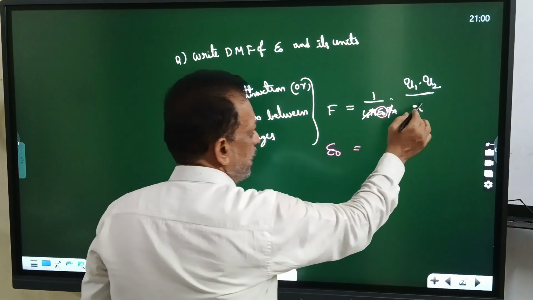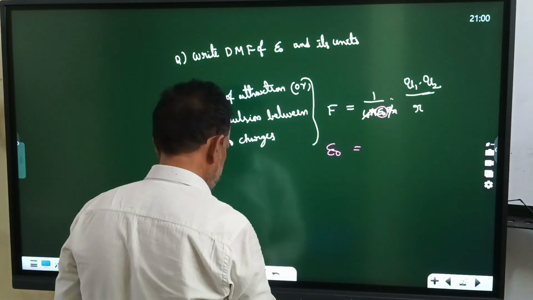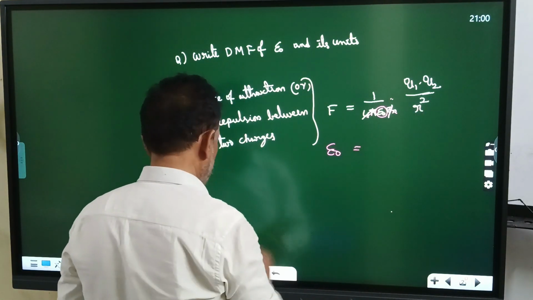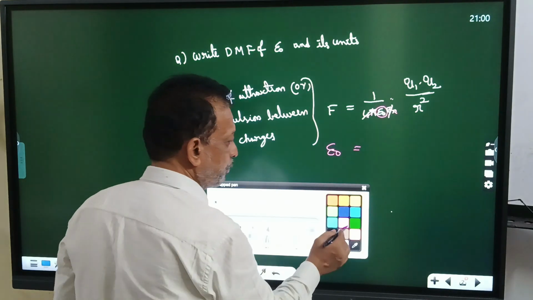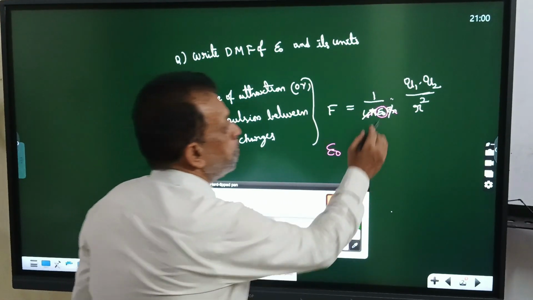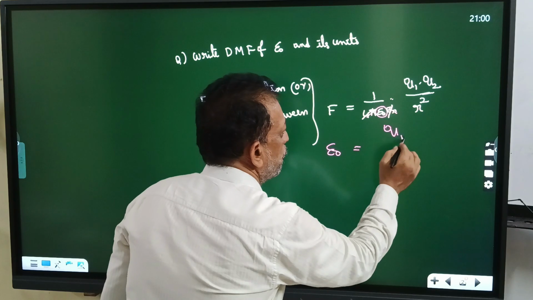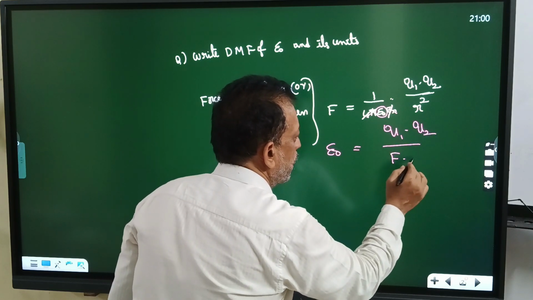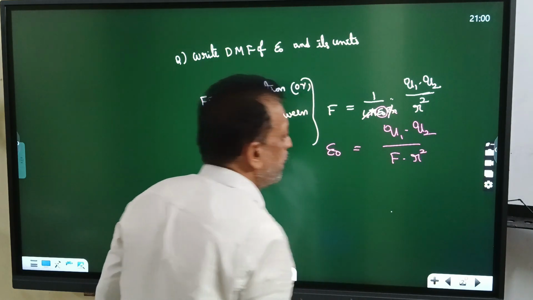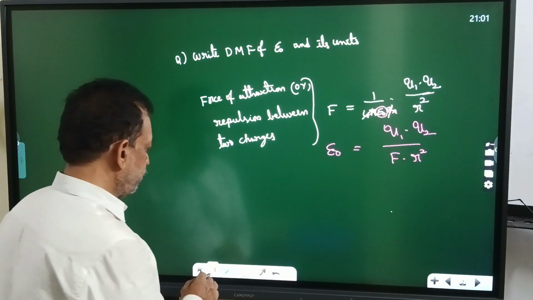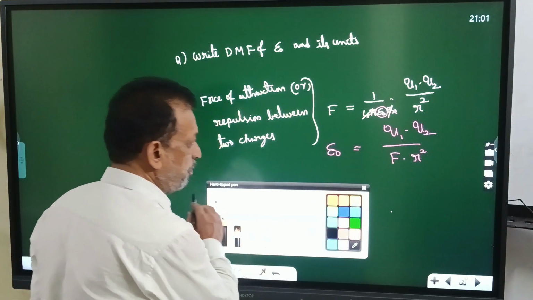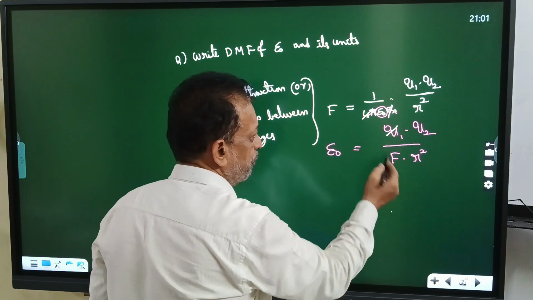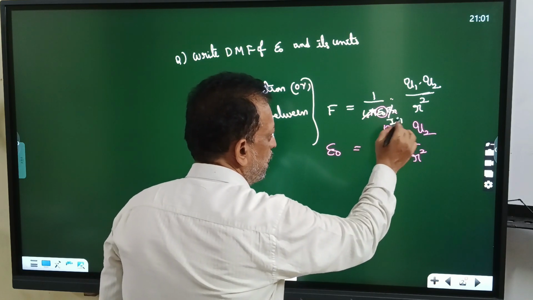Then what else is there? Now I can write Q1 Q2 divided by F into r square. Now, you already know the dimension formula of Q is I into T, the current into time. I can write I into T. This charge is also equal to I into T.